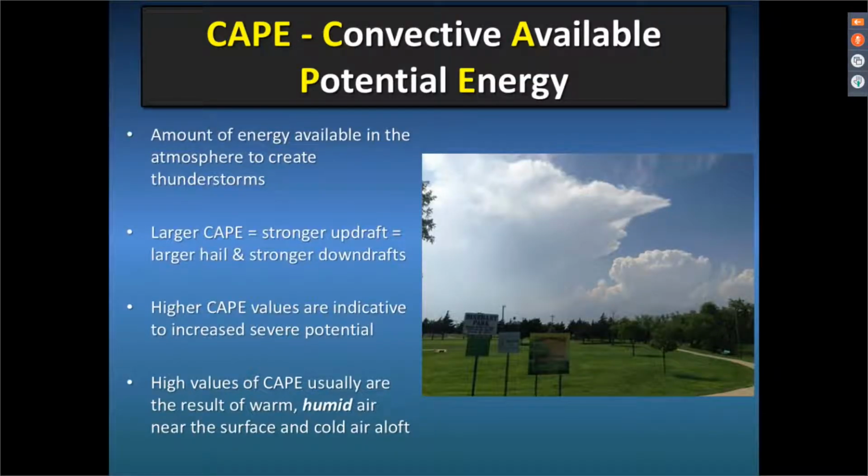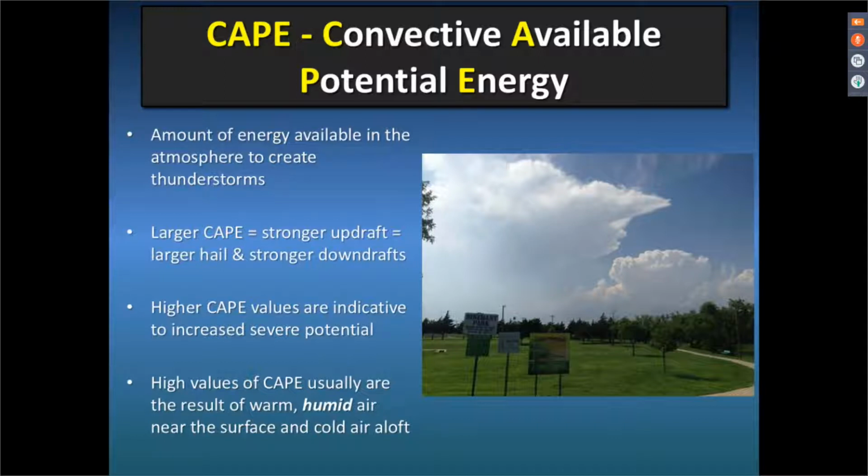All right, so one of the ways we measure instability in the atmosphere at the National Weather Service is by using CAPE. And you've probably heard of this before, but CAPE stands for Convective Available Potential Energy. And it's basically the amount of energy in the atmosphere that's available for thunderstorms to form. And the higher amount of CAPE that you have, the stronger the thunderstorms could potentially be. And typically higher amounts of CAPE are correlated with increased amounts of severe weather potential. And basically, to get higher CAPE, you need warmer, more humid air at the ground and colder, drier air aloft.